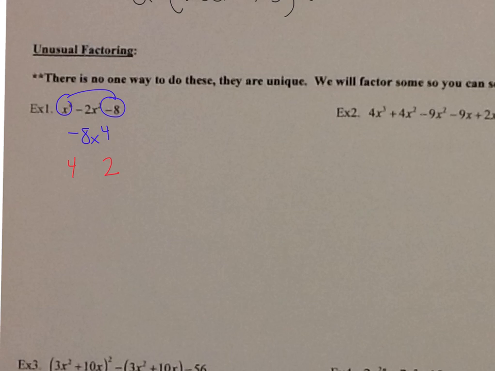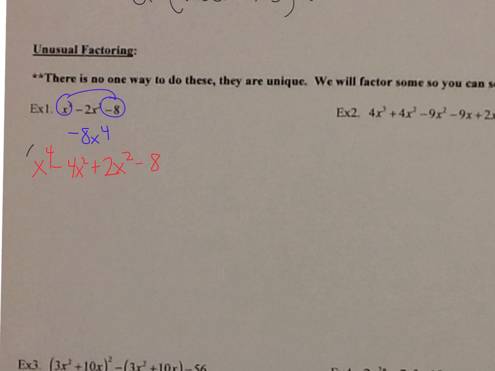Now I need to get x to the fourth when I multiply, so it's going to have to be x squared and x squared. They're going to get different signs. That's the only way to get a negative 8 when you multiply. And when we combine like terms, when I add them together, I have to get negative 2. So that means it has to be negative 4 and positive 2. Bring down the negative 8, bring down the x to the fourth.